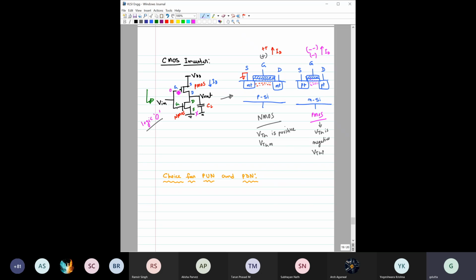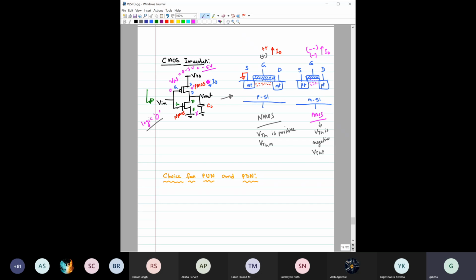Now let us see what is happening to this PMOS. You have applied 0 voltage here, so the gate is 0 and the source is VDD, say 5 volt. So VGS is equal to 0 minus 5 volt, which is equal to minus 5 volt. Its threshold voltage is negative, and as you make it more and more negative, the current will increase. So obviously this transistor is on and it can conduct current, right?